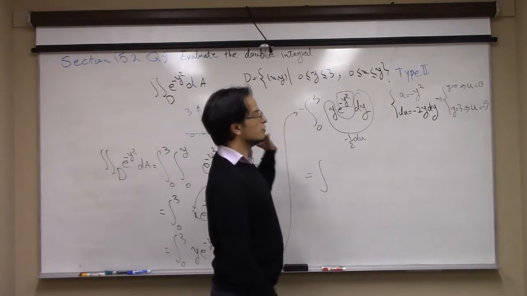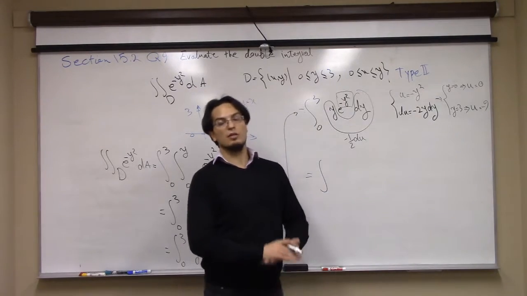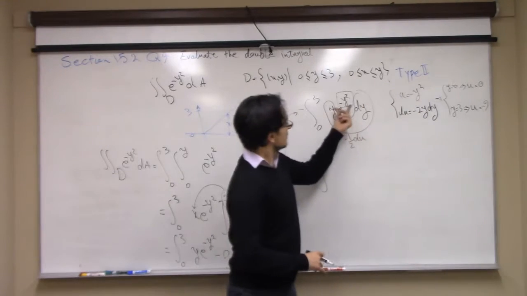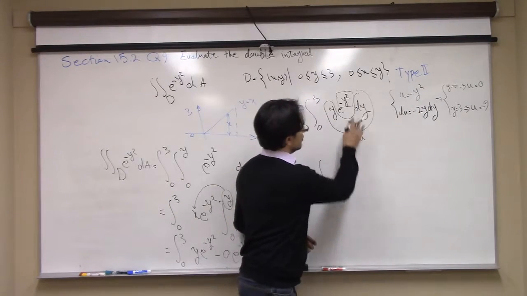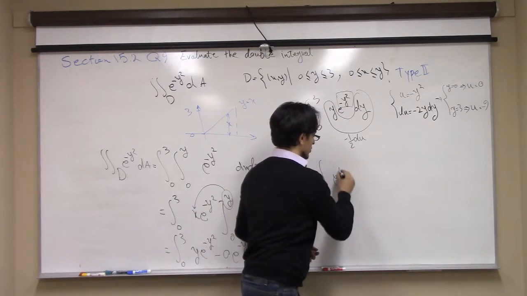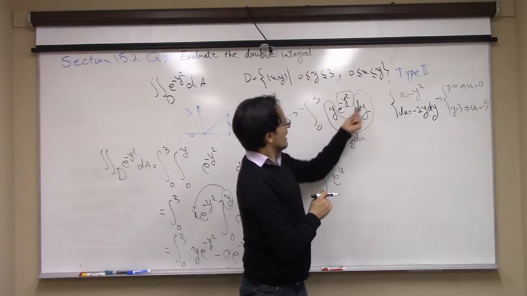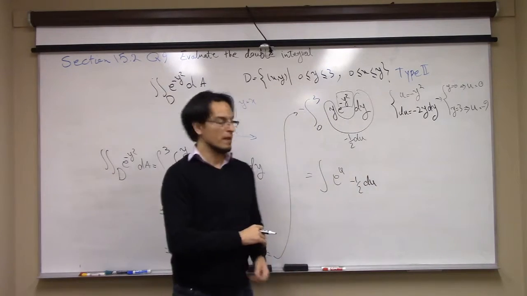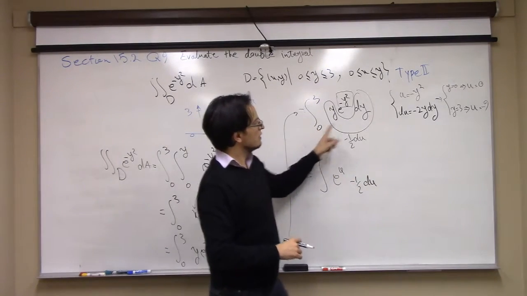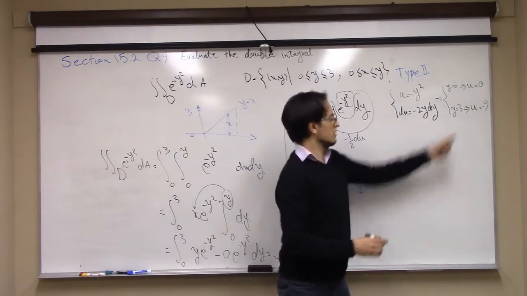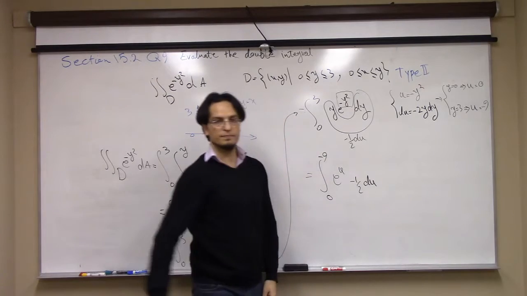So I have to rewrite my integral completely in terms of the new variable, u. Here is what I should do. e to the power negative y squared is e to the u. For y dy, I put negative half du. The lower boundary goes to 0, and the upper boundary goes to negative 9.